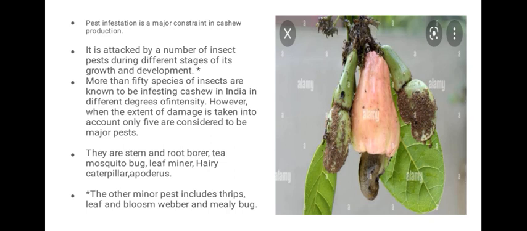Pest infestation is a major constraint in cashew production. It is attacked by a number of insect pests during different stages of its growth and development. More than 50 species of insects are known to be infesting cashew in India in different degrees of intensity. However, when the extent of damage is taken into account, only 5 are considered to be major pests. They are stem and root borer, tea mosquito bug, leaf miner, hairy caterpillar, Apoderus. The other minor pests include thrips, leaf and blossom webber, and mealybug.